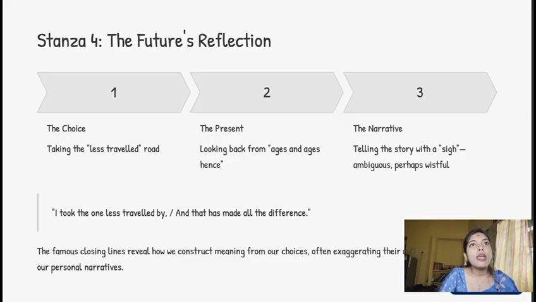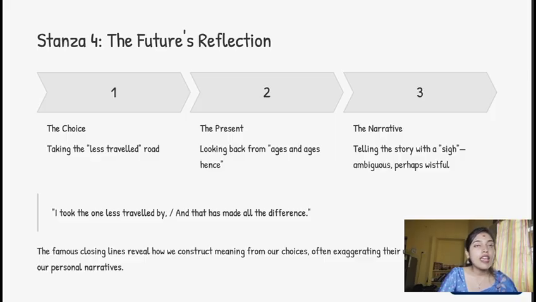Here the poet imagines himself in the future, remembering this moment. He is imagining that he has chosen the road which is less traveled, and he is remembering that particular moment. He says that he will look back and say that he chose the road less traveled by, and he believes that this choice made a difference in his life.